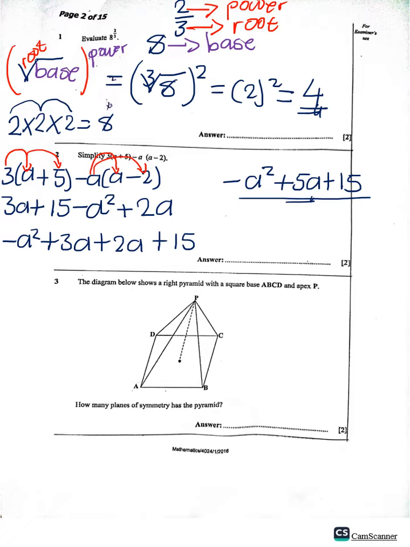The diagram below shows a right pyramid with a square base ABCD and apex P. So whenever you have a question with a pyramid, your focus should be the base. In our case, we are dealing with a square base. Here it is telling us that it has 4 sides that are equal. So whenever you are dealing with a regular polygon as a base, the number of sides will determine the number of planes of symmetry.